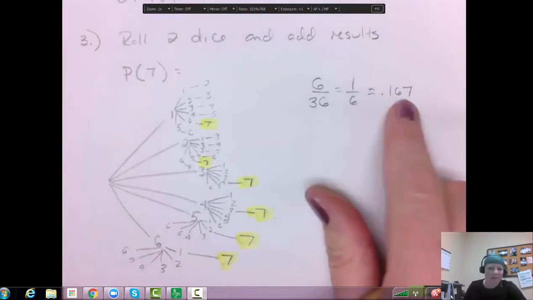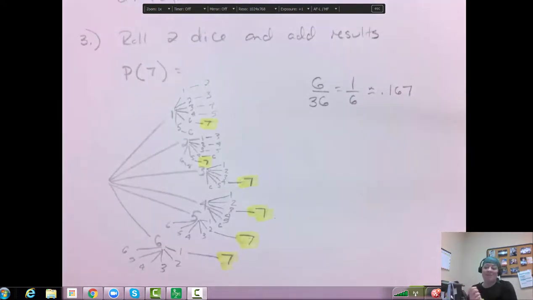And I think that's what they're looking for. That could be 16.7% as well, but I think they're looking for that decimal when you put it in there. So you can use some of those tree diagrams or other ways to think these through. This one's not as easy. So it's only 16% likely to get that 7.